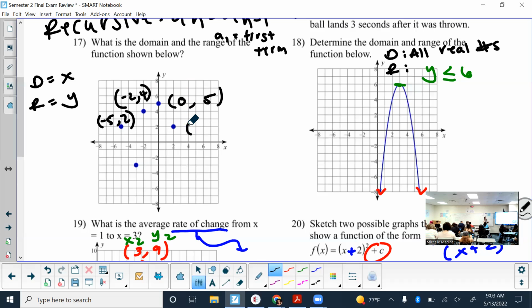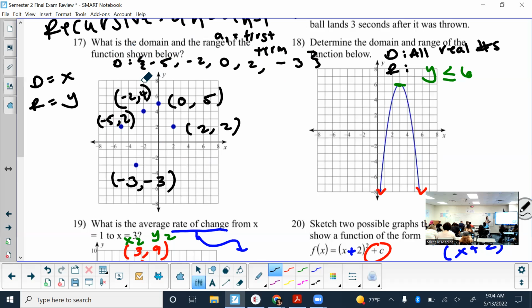This one is 2, 2. And this one down here is -3 and -3. So in the discrete graphs, you identify all your points. And then again, your domain is all your x's. For this one, it's just a list because it's not every single point from -5 to +2. It's just the x's that are there. So it's -5, -2, 0, 2, and -3.